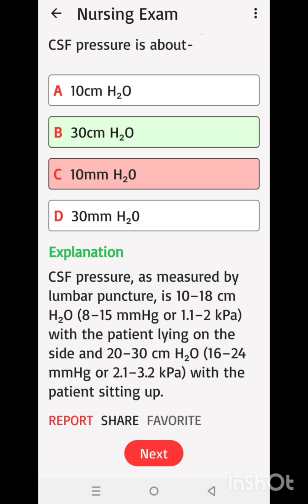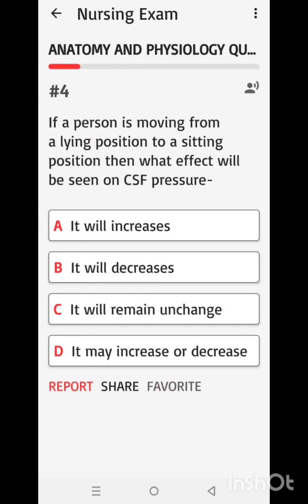If a person is moving from a lying position to a sitting position, then what effect will be seen on CSF pressure? A. It will increase. B. It will decrease. C. It will remain unchanged. D. It may increase or decrease. Correct answer.